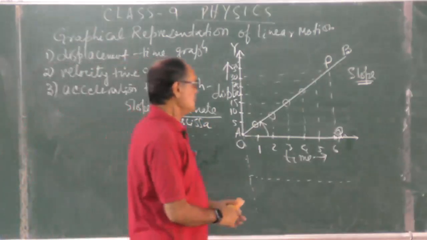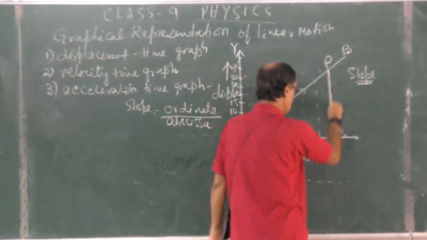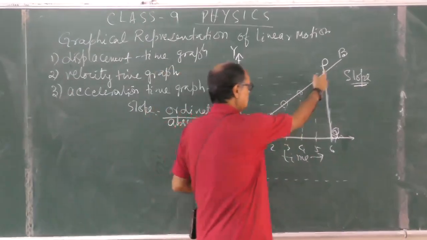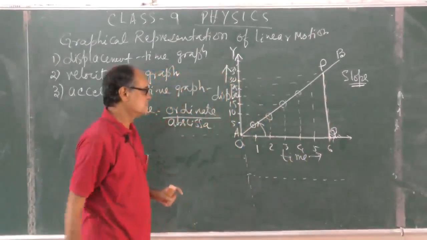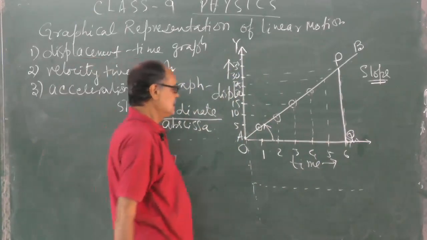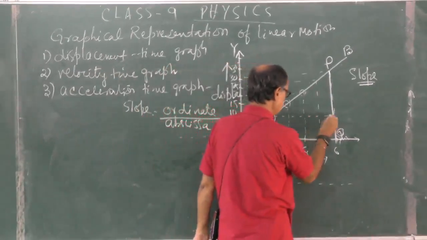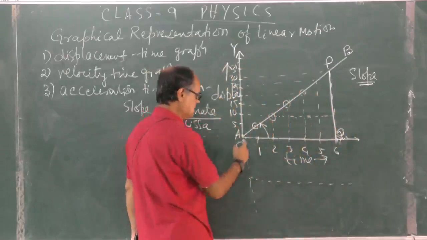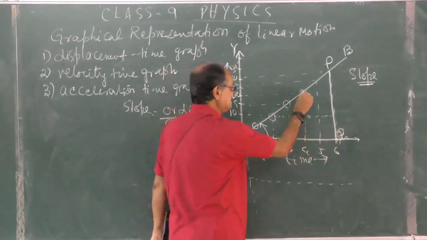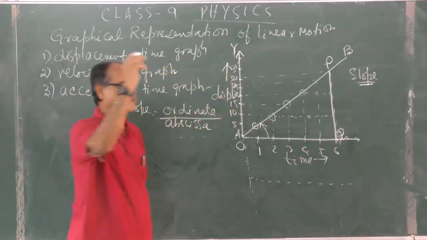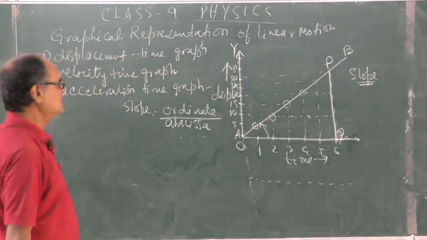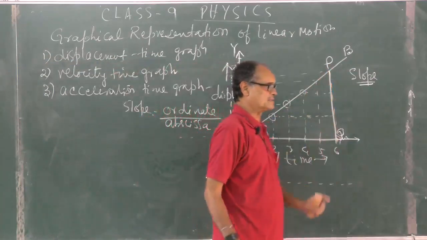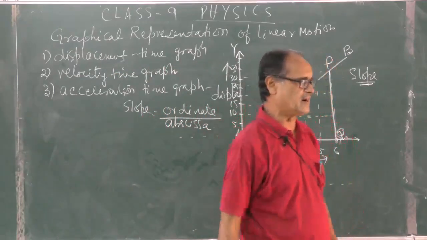Ordinate is the length parallel to the y-axis. And abscissa is any length parallel to the x-axis. So this whole length will be abscissa. Any short length between that, coming parallel to the x-axis, is called abscissa. Thus ordinate is the one that is parallel to the y-axis.